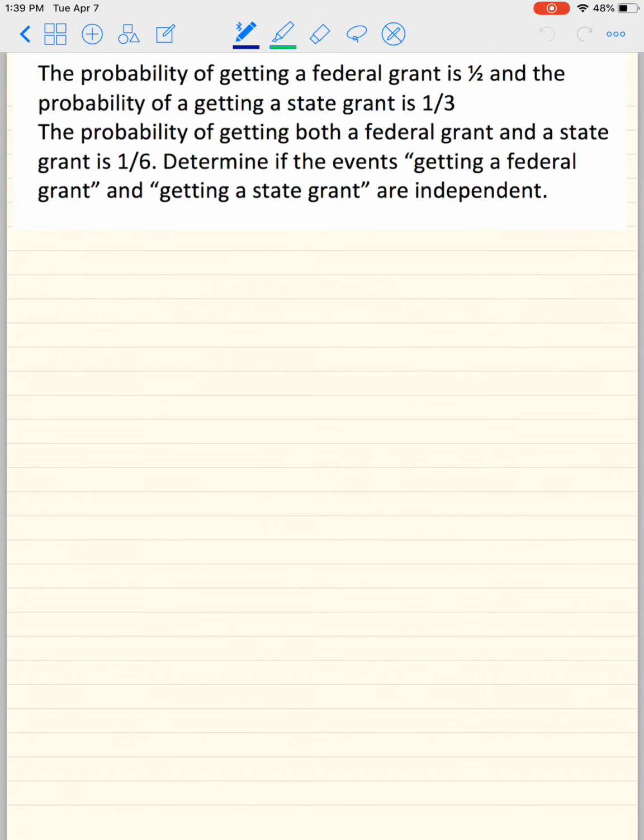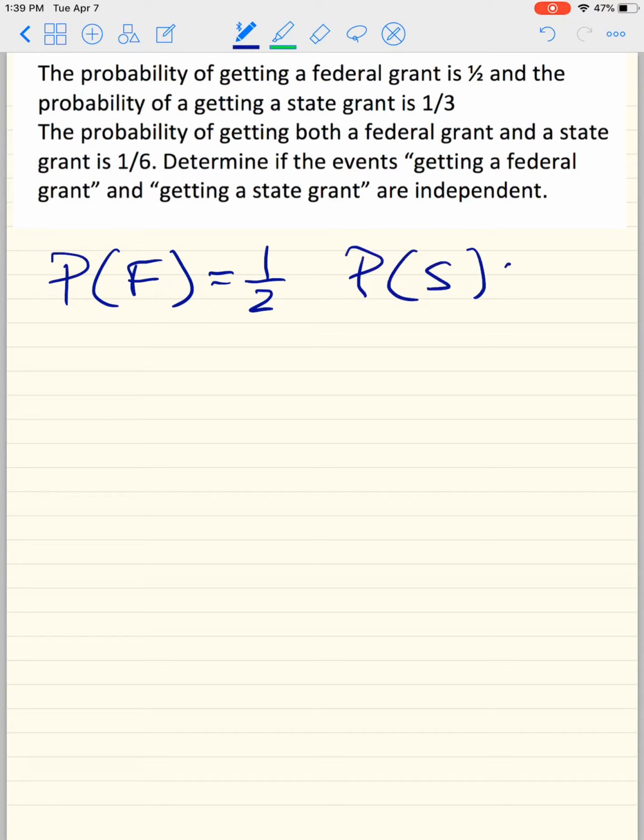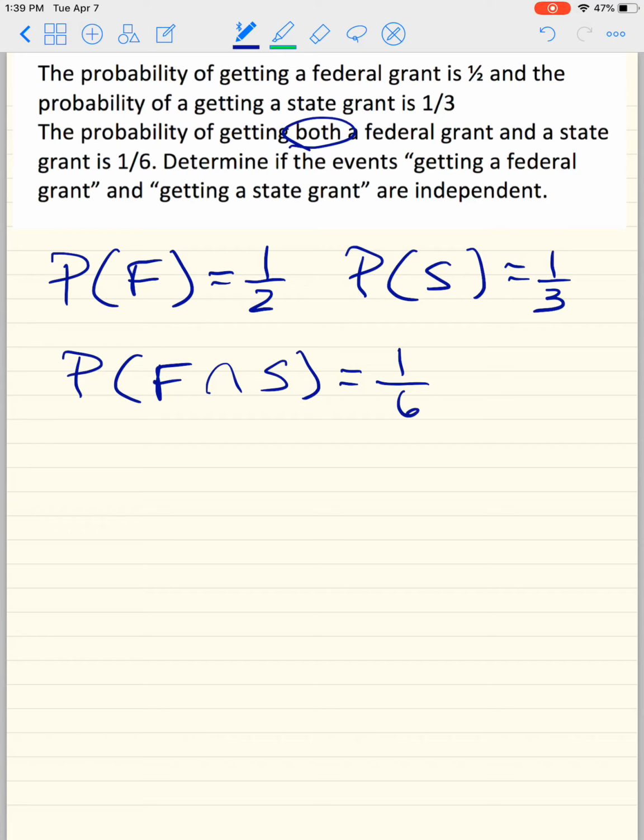The probability of getting a federal grant is 1/2. So we'll just denote it like that. The probability of getting a state grant is 1/3. The probability of getting both, meaning and, federal and state, is 1/6. Determine if the events getting a federal grant and getting a state grant are independent.